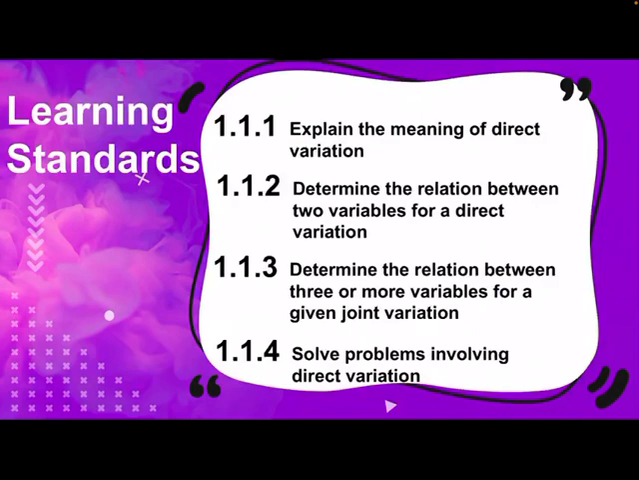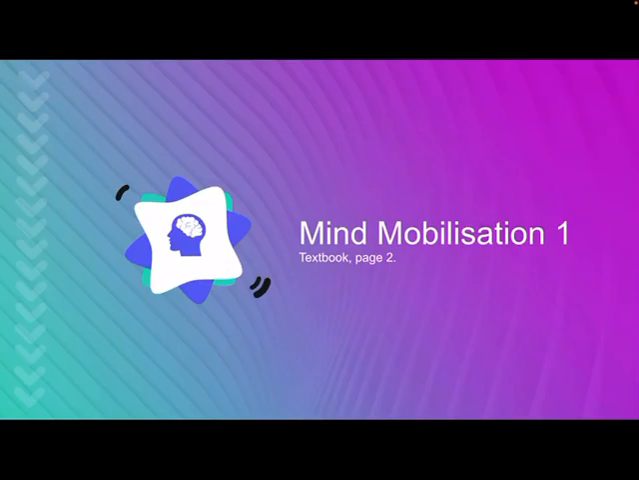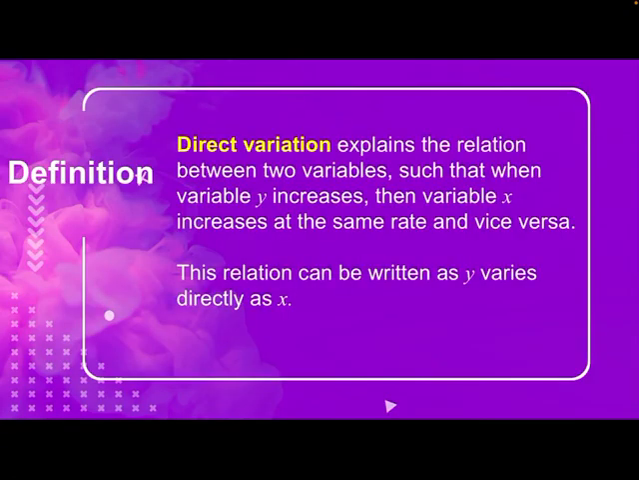Next is to determine the relation between two variables for direct variation. The definition of direct variation is to explain the relation between two variables, such that when one variable increases, the other variable increases at the same rate, and vice versa. We can write this as y varies directly as x. After this you will see more of these, such as k varies directly as l, and things like that.